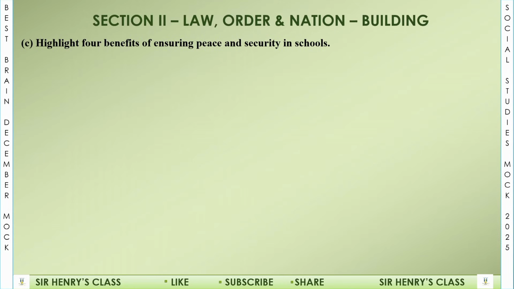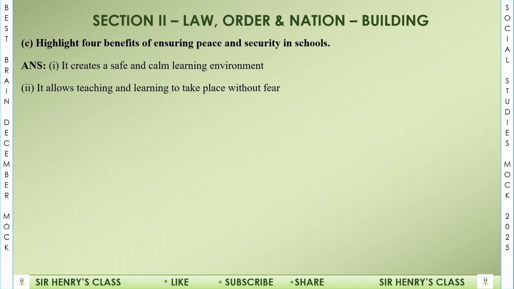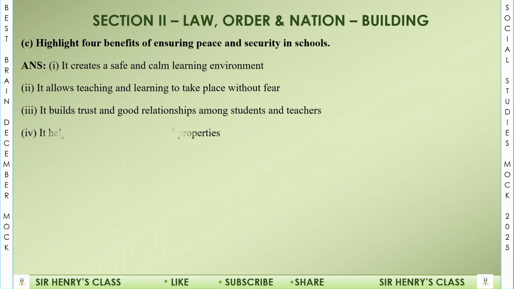Alright, so 3C says highlight 4 benefits of ensuring peace and security in schools. What are the benefits of ensuring peace and security? 1. It creates a safe and calm learning environment. 2. It allows teaching and learning to take place without fear. 3. It builds trust and good relationship among students and teachers. 4. It helps protect lives and school properties. These are some 4 benefits of peace and security in schools.